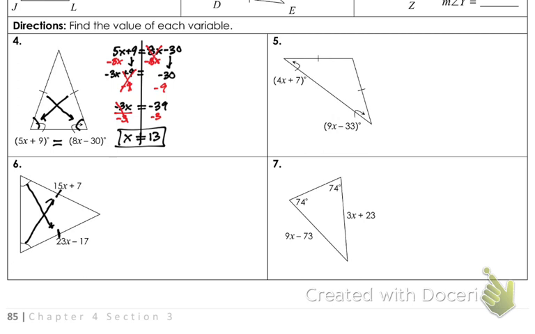So that means we're going to have 15x plus 7 equals 23x minus 17. I'm going to quickly go through this one. Let's go ahead and move the 15x to the other side. So that means I'm going to subtract 15x from both sides.